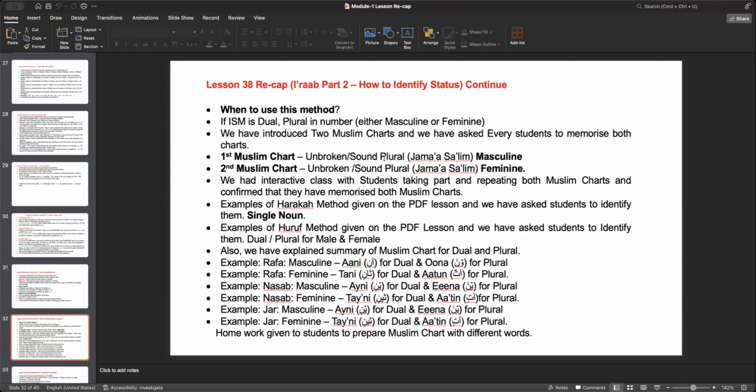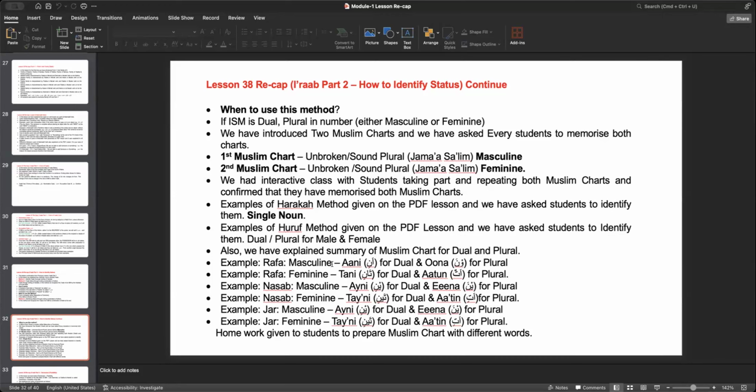First, the Muslim chart, unbroken sound plural, Jama Salim, masculine. Second, the Muslim chart, unbroken sound plural, Jama Salim, feminine. We had an interactive class with students taking part and repeating both Muslim charts, and confirmed that they have memorized both Muslim charts. Examples of the harakat method were given in the PDF lesson, and we asked students to identify them, single nouns. Examples of the huruf method were given in the PDF lesson, and we asked students to identify them, dual and plural, for male and female. Also, we explained the summary of the Muslim chart for dual and plural.